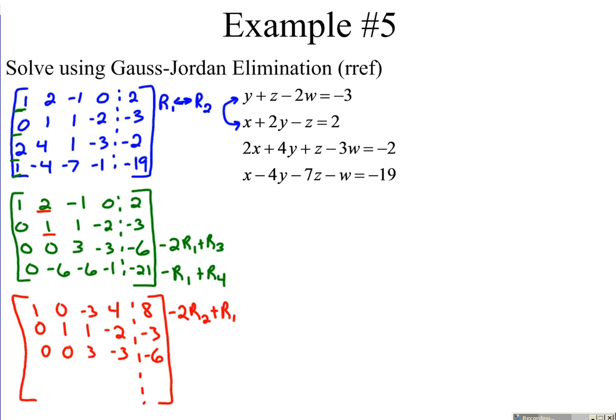Need to get a 0 down here. What do I multiply this 1 by to get a 0 here? 6. So I'm going to take 6 times row 2, add it to row 4. When we do that, we get 0, 0, 0, -13, -39.